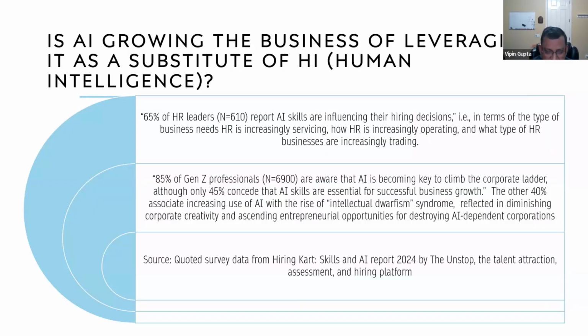This is a research based on Indian human resource leaders. AI skills are influencing their hiring decisions. They're beginning to hire only those people who they know have AI skills. And 85% of Gen Z professionals, in an N of 6900 from India, are aware that AI is becoming key to climbing the corporate ladder. Only 45% concede that AI skills are essential for business growth. 40% associate increasing use of AI with the rise of intellectual dwarfism syndrome.